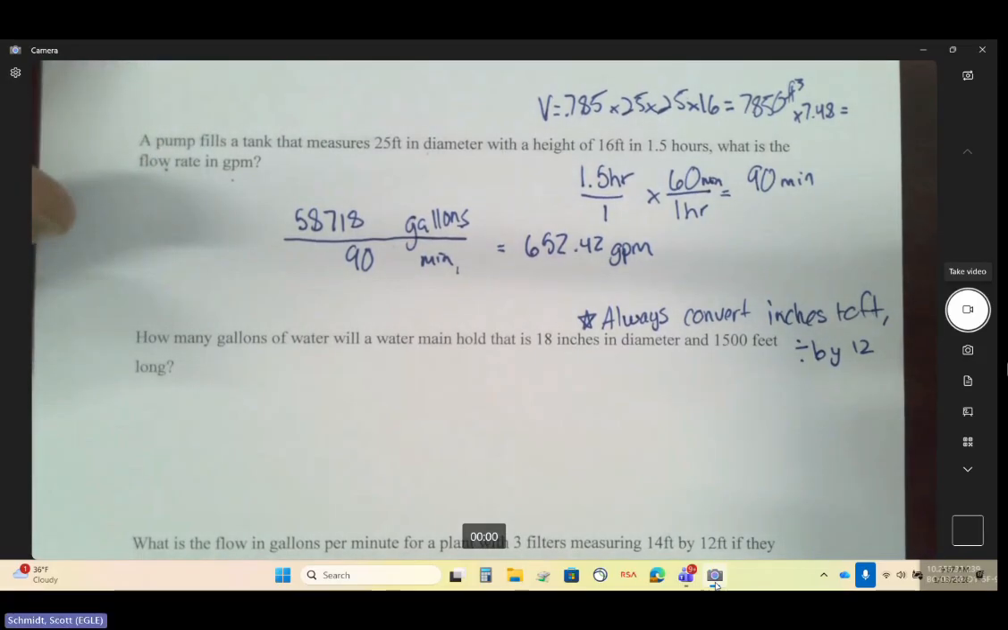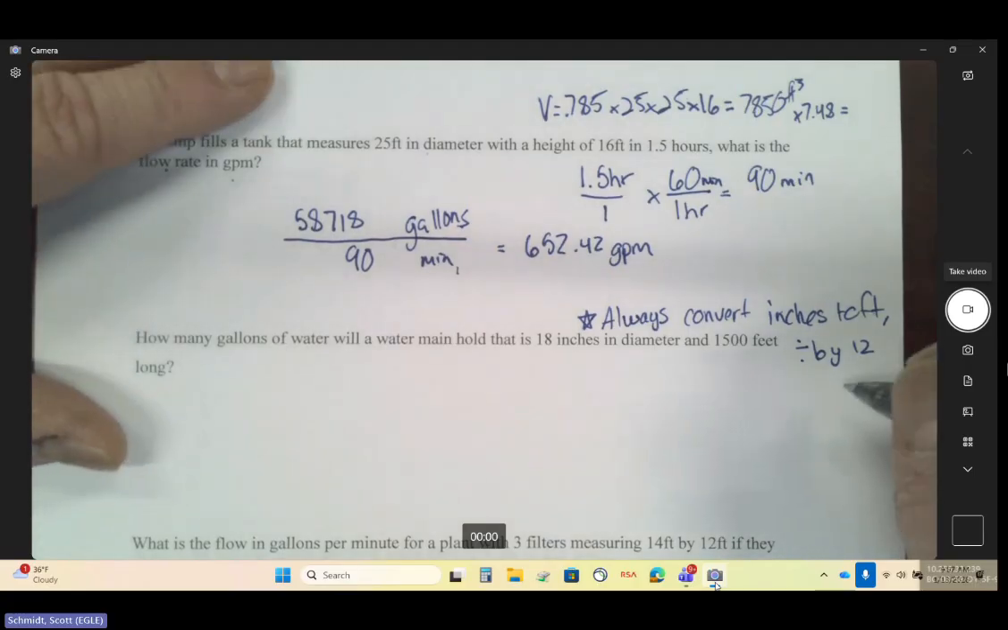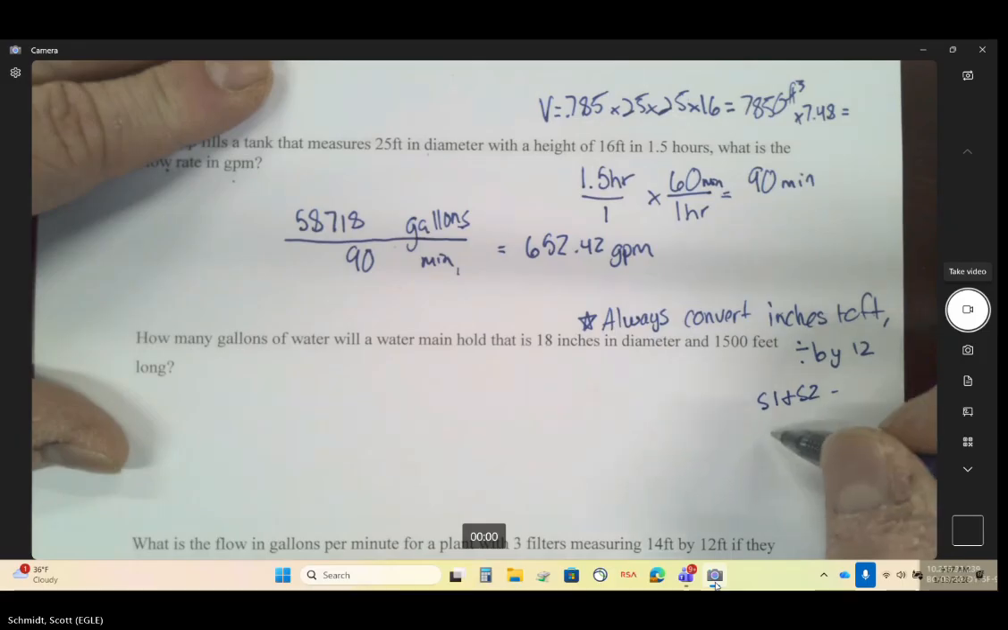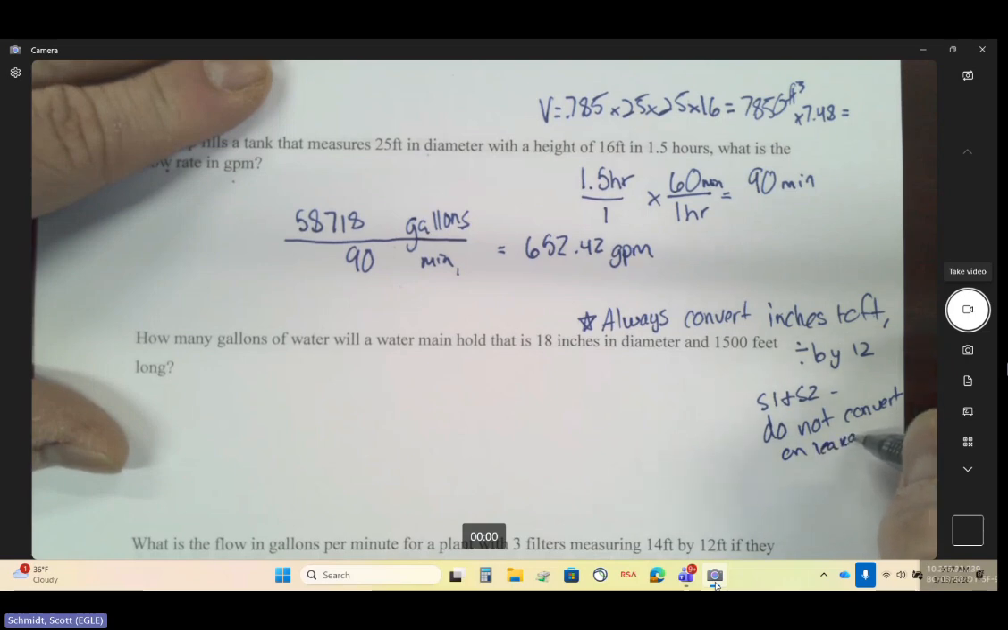So now if you're taking an S1 or S2, there is an exemption for this. So S1 and S2 do not convert on leakage and dead end pressure, okay?